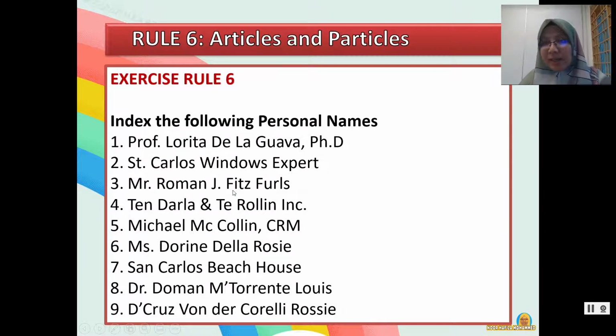Okay, so this is the exercise for you for rule 6. Make sure you identify first which one is a personal name and which one is a business name. Why? Because a business name you can index as written, compared to a personal name, where you need to arrange the key unit, because the last unit is the key unit for a personal name.